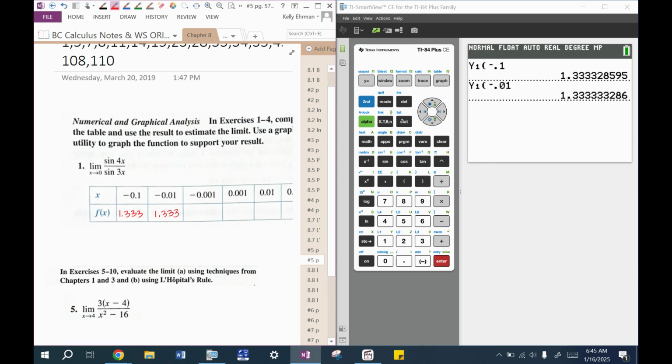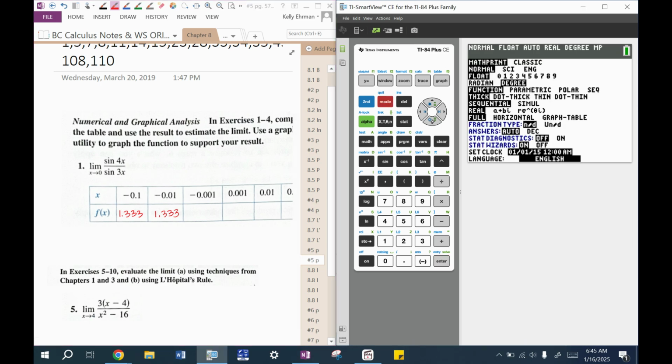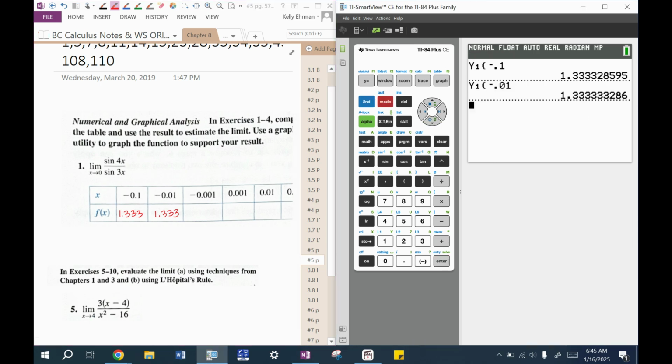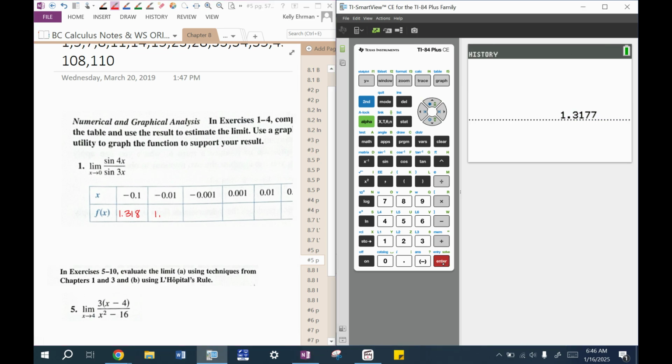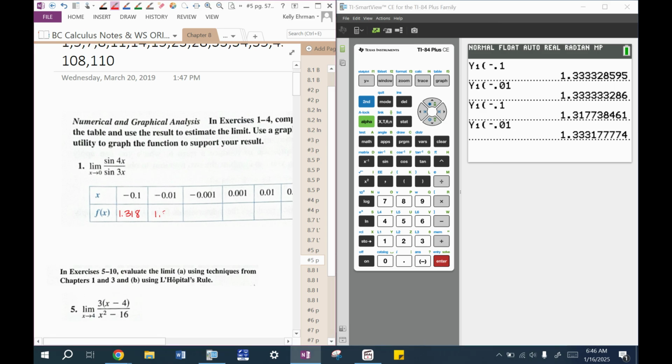Oh, you know what? I'm in degree mode. I was like, why am I getting the answer? Sorry. Make sure you're in radian mode. Let me go back up. I mean, the answer is 4/3, but I'm not supposed to be getting that this quickly. So when I was in degree mode, that was like putting in negative 0.1 degrees, which is so much smaller than putting in negative 0.1 radians when you're plugging in.